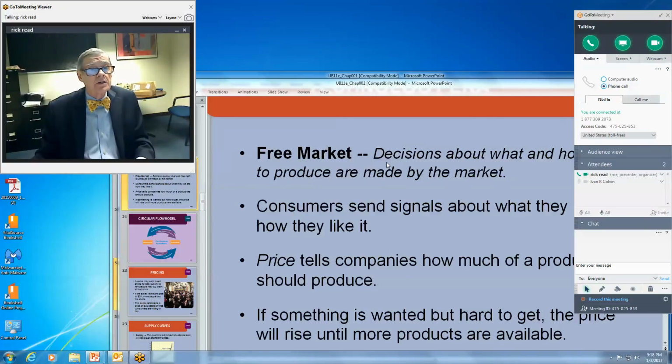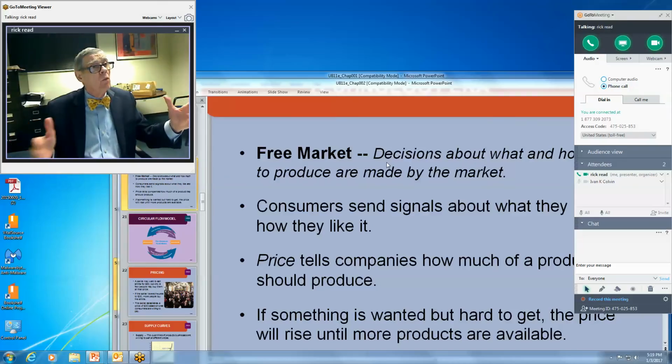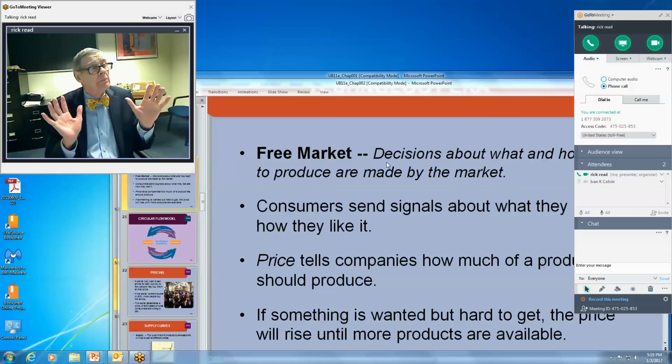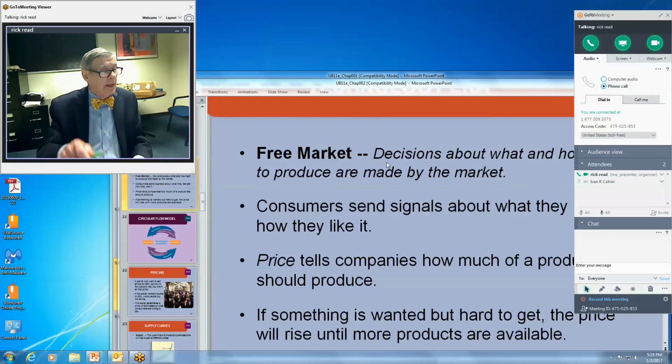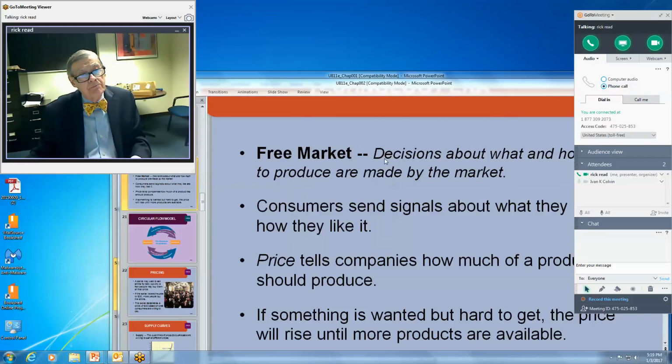Free market decisions. It is the market that decides, that's us, what a company will make, how much it will make, and what it will sell it for. Because if we don't want to buy it at that price, we're not going to buy it, or we're going to go to a knockoff, if you will, and buy something that's less expensive. And this whole slide here tells you, in essence, maybe a little bit better than the way I told it.